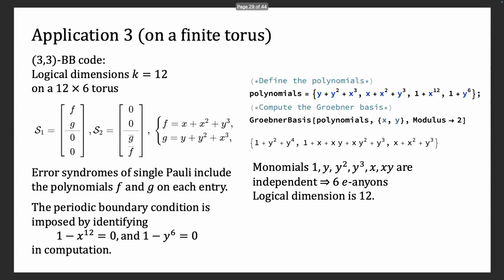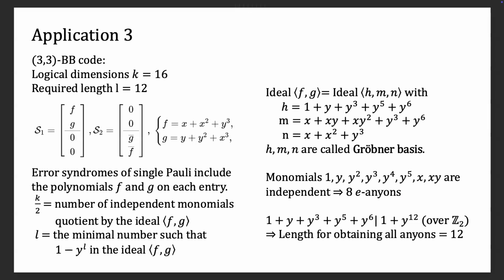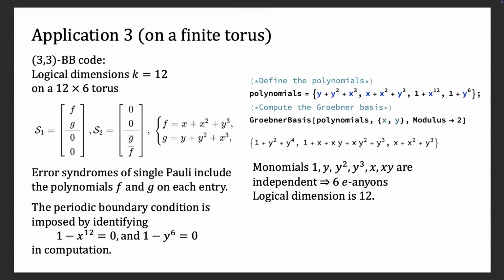The nice property of this approach is that we can actually impose the lattice condition. If I impose a 12 by 6 torus, we have two extra identifications: x to the 12 equals 1, and y to the 6 equals 1, which means my lattice becomes periodic. Now I can just enter F and G with these two extra conditions. This is just a mathematical computation, a one-line computation, and you can obtain the final Grobner basis of this polynomial.